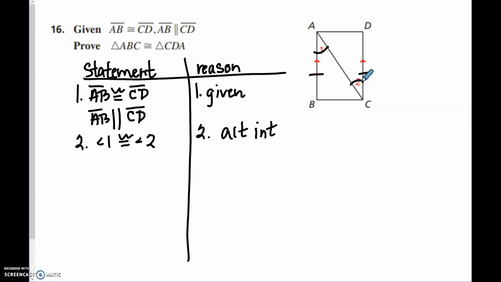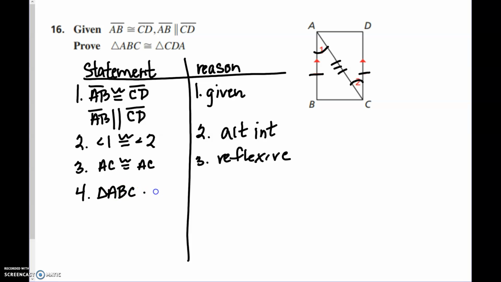So what else do we need to get these two triangles congruent? And we can say that AC is congruent to AC because of the reflexive property. So now we have this is congruent to itself. So now we can say triangle ABC is congruent to triangle CDA. And the reason we can say that is because we have side, angle, side. So that angle is included between those two sides.